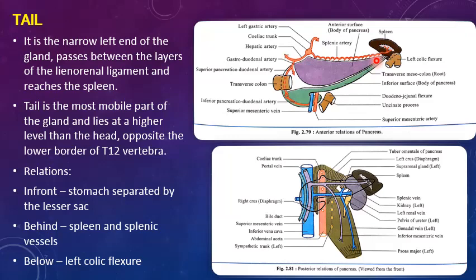And then coming to the relations, in front the tail is separated from the stomach by the lesser sac, and behind there will be the spleen and the splenic vessels. Part of the spleen is seen, as well as the splenic vessels also will be seen posteriorly, and below we will see the left colic flexure. This one is the left colic flexure. So these are the relations of the tail.